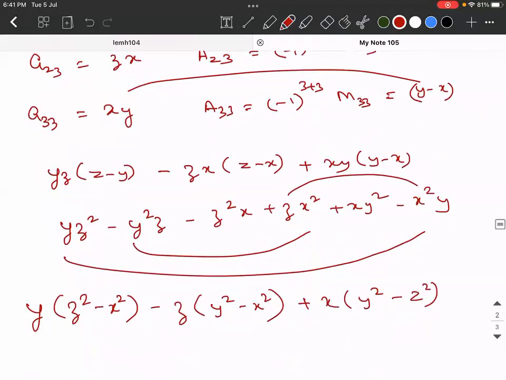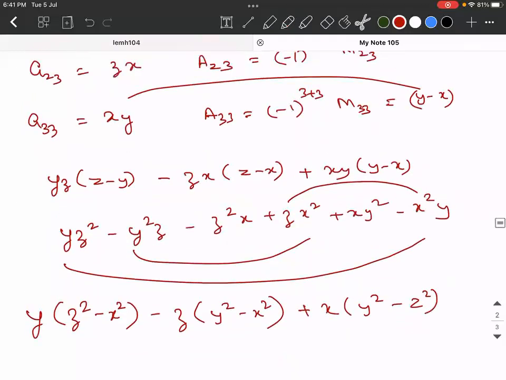A square minus b square, we can use that. Just a minute.